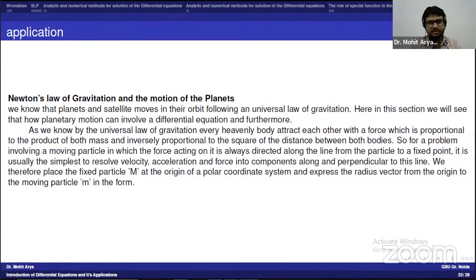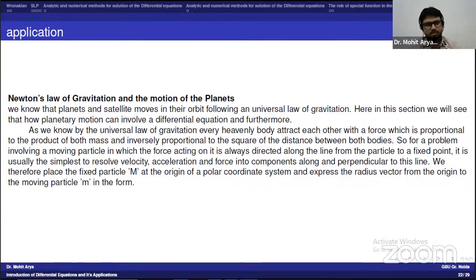Next, Newton's law of gravitation and the motion of the planets. As we know, the planets and the satellites move in their orbits following the universal law of gravitation. In this section, we will see how planetary motion can involve a differential equation. By the universal law of gravitation, every heavenly body attracts each other with a force proportional to the product of both masses and inversely proportional to the square of the distance between both bodies.